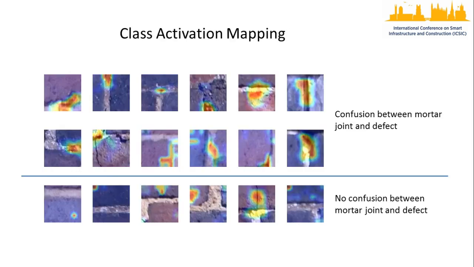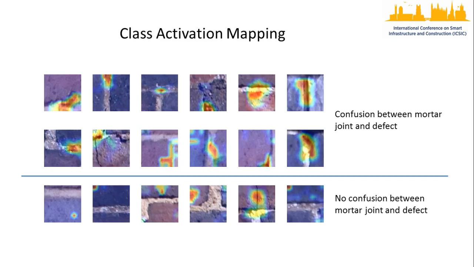So my final slide is looking at class activation maps. This is a process where it's looking at what region of each image placed in the neural network is causing that particular classification. All these class activation maps are for the defect category. So the red regions are showing the regions of each image that the network thinks are causing it to be most likely to have a defect.